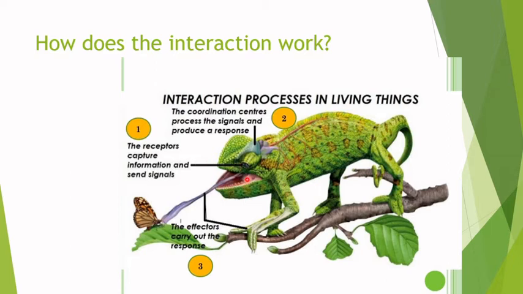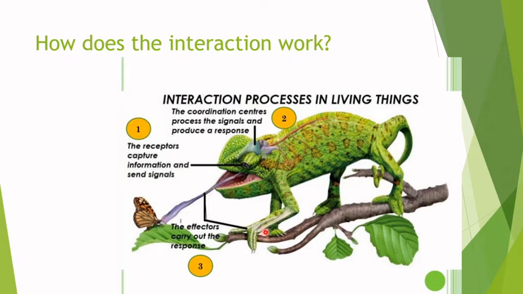These are cells that are specialized in capturing these stimuli, and they are going to send information to the coordination centers. These coordination centers or regulators are two systems that use this information to produce a response. These coordination centers are going to be the nervous system and the endocrine system, which we'll study in the following class. When they have the information already processed, they're going to send it to the effectors, which are the ones that carry out the response.